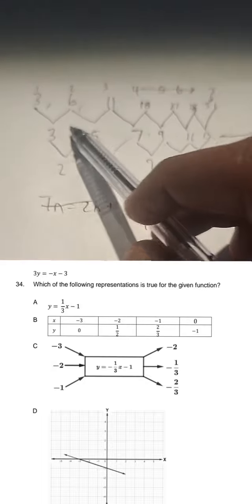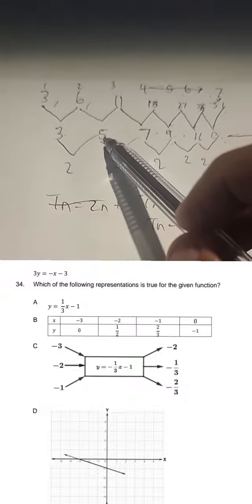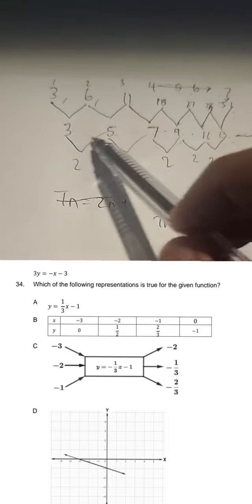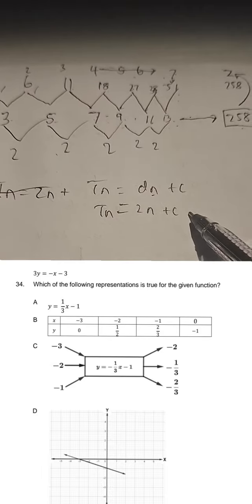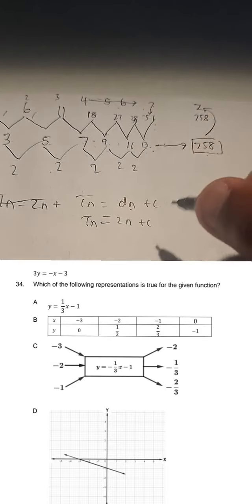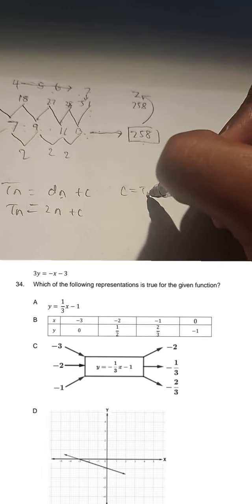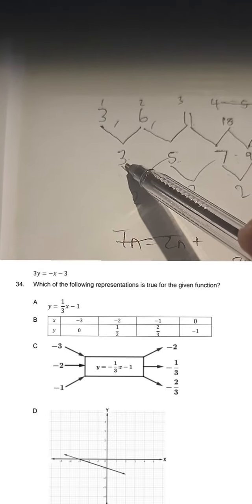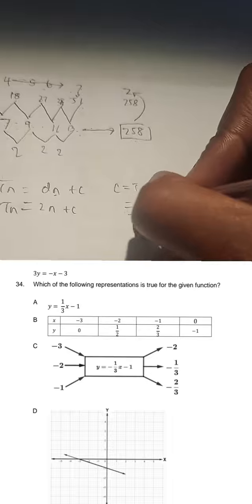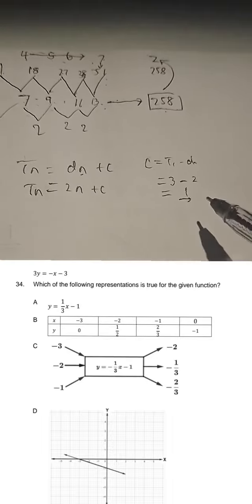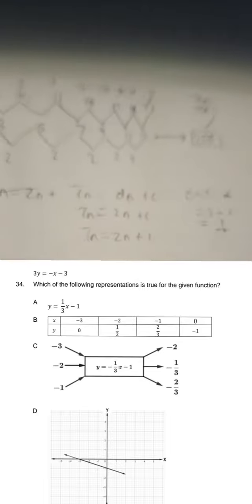And then I'm going to find the general term of the sequence. If I want to find the general term of the sequence, then I can basically take c is equal to t1 minus d. Remember, term 1 is 3. So I can say 3 minus d, which is the constant difference of 2. And 3 minus 2 is 1. So Tn is actually 2n plus 1.